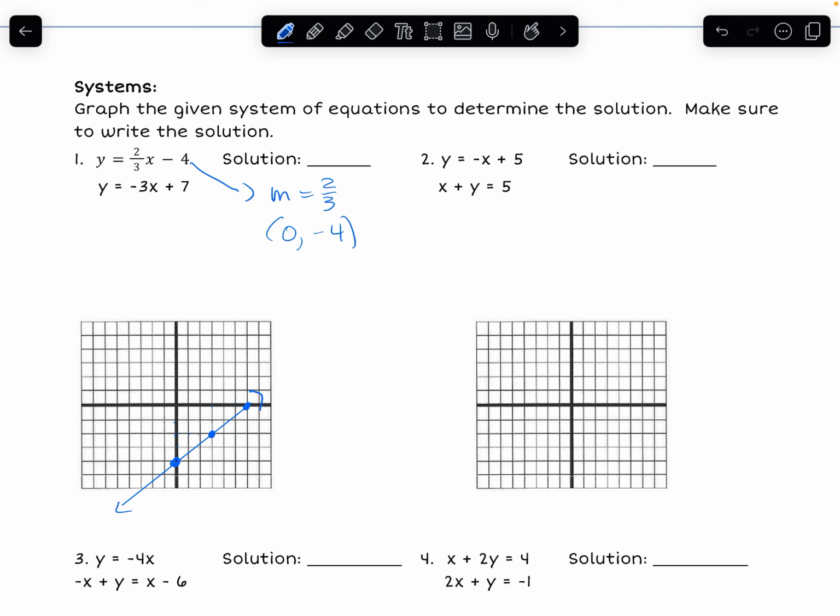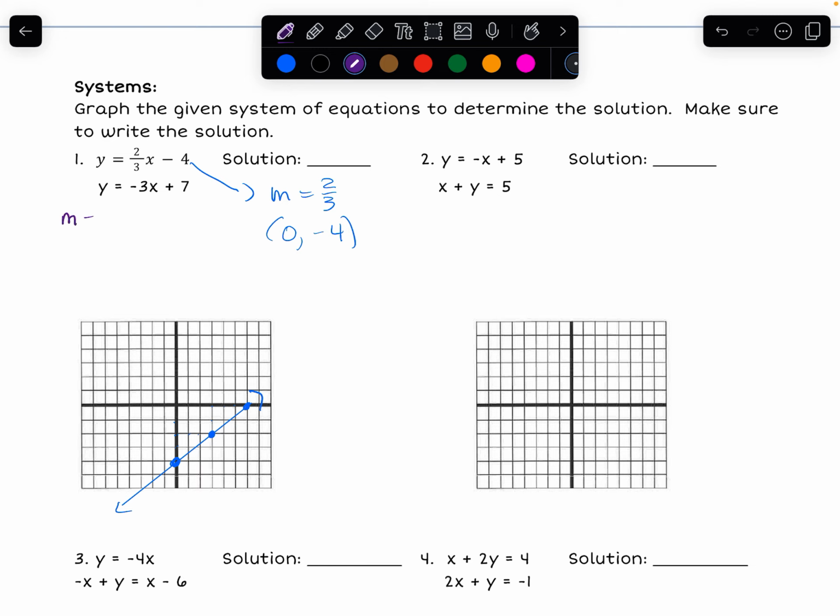Then my second equation has a slope of -3. Remember, that's over 1, and the y-intercept is 7. Now, guys, I realize that this doesn't go all the way up to 7. That's okay. You just do that, and then we go down 3 over 1, down 3 over 1, down 3 over 1. Look at that. They ran into each other. And we plot our points and we draw our line.